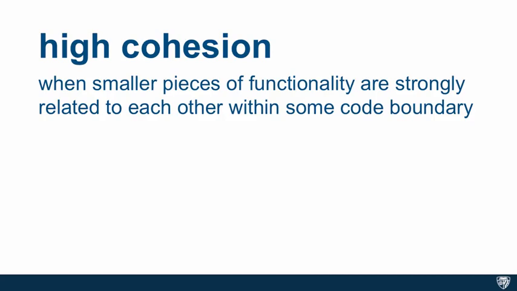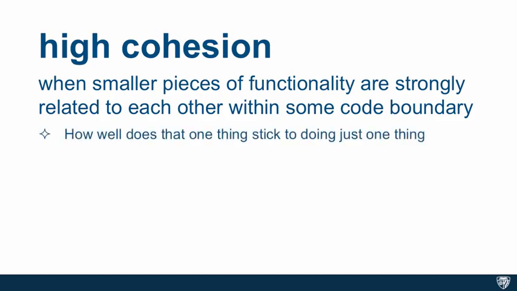You can try to design a whole module for high cohesion, or you could try to design a simple function for high cohesion. It's a question of how much you zoom in, so to speak, on some area of your code. So to say it very succinctly, high cohesion is how well does that one thing stick to doing just one thing.